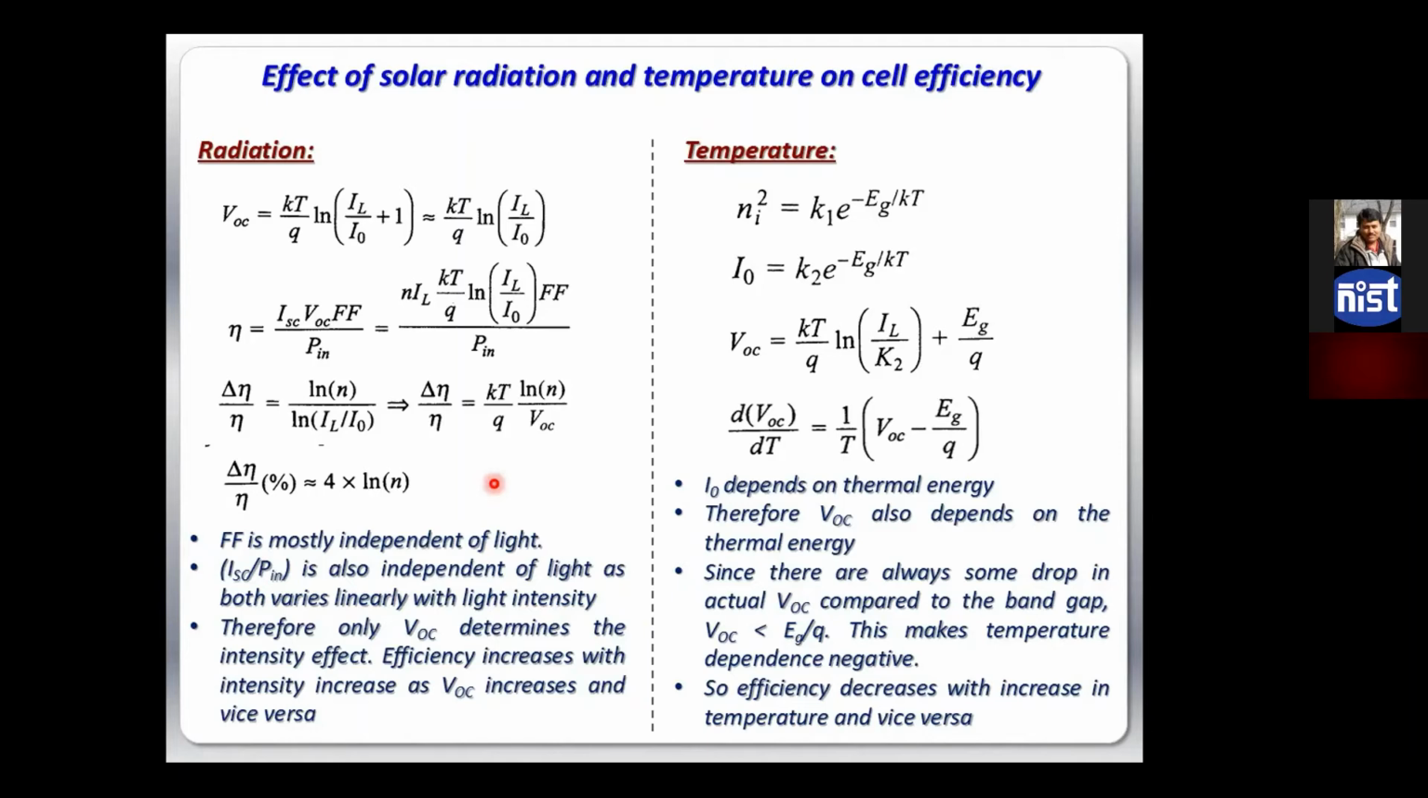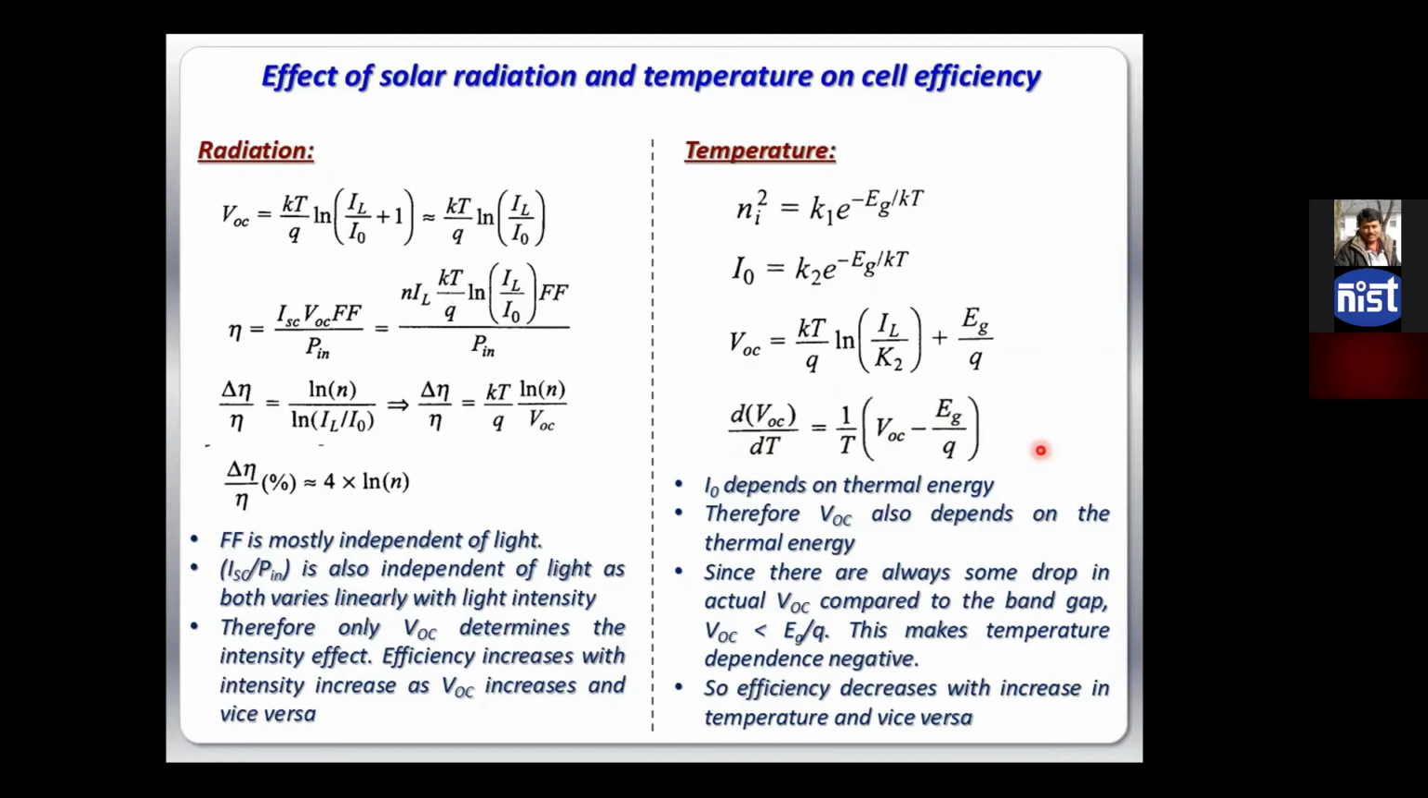So then you see again that part is controlled by VOC because every other thing, as I said, is almost constant, right? Now VOC has this I naught factor, the saturation current, which can be expressed like this, and depends on the thermal generation and the band gap. So if you take I naught like this and VOC of that equation, and take the temperature derivative of VOC, you will come up with something like this: 1 over T (VOC minus Eg by Q).